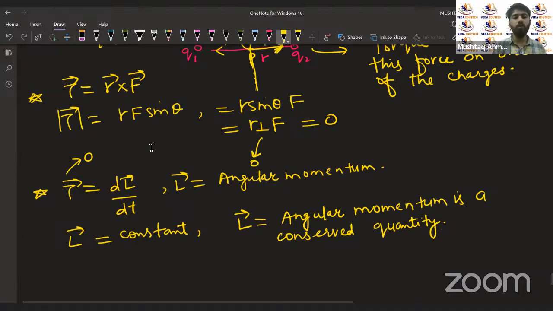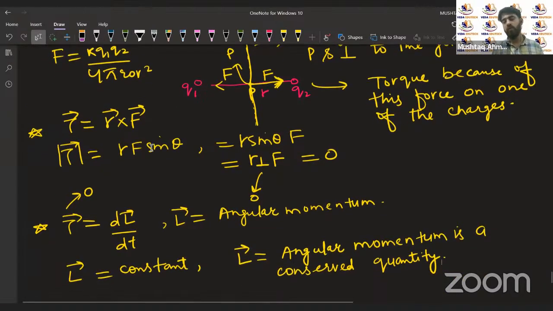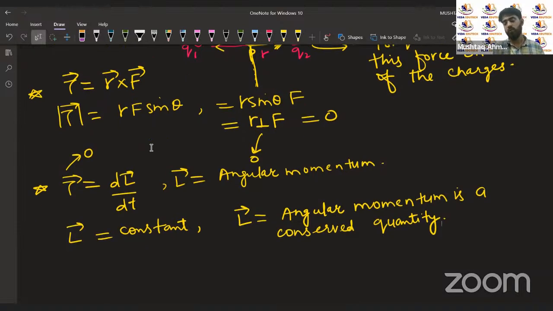So these are the two important points with respect to the electrostatic force of interaction. It's a mutual force of interaction between the two charges. And if there is no external force acting on the two charges, the linear momentum of the system will always be conserved.